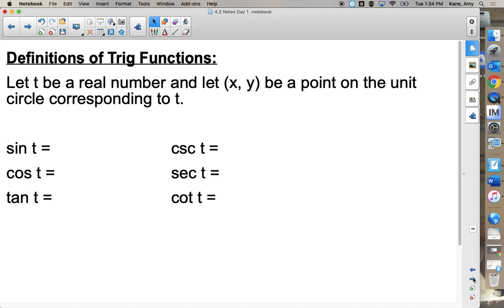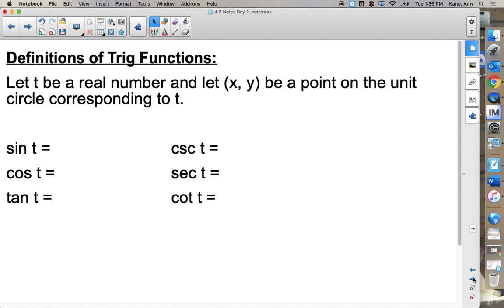It says the definition of the trig functions. And I'm going to define them by using a picture. That's the wonderful thing about trig. Everything goes with a picture. So if you are a visual learner and you can draw yourself a picture, then you have a diagram to look at to help you understand what it's talking about.